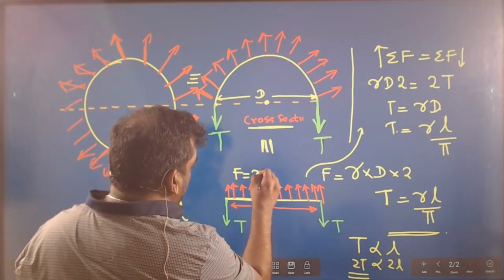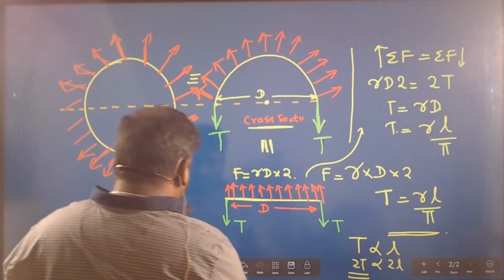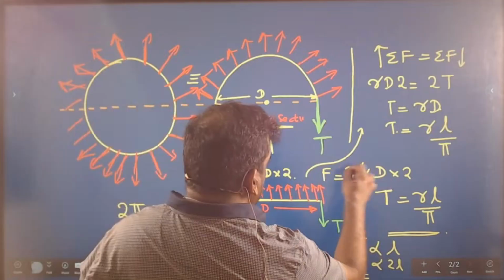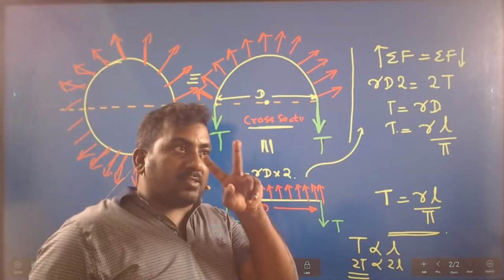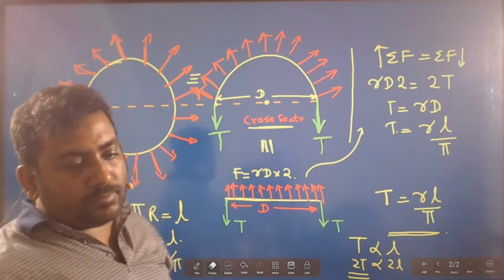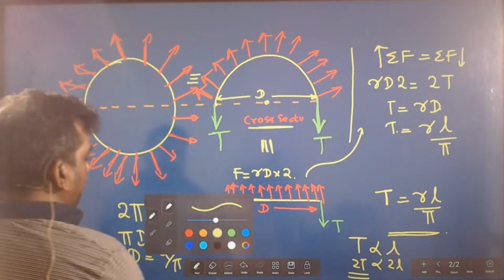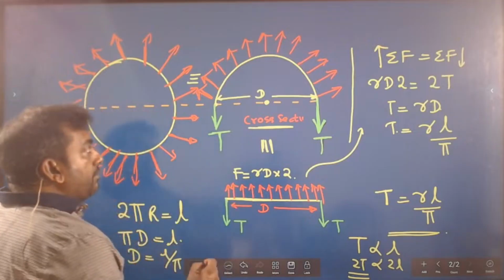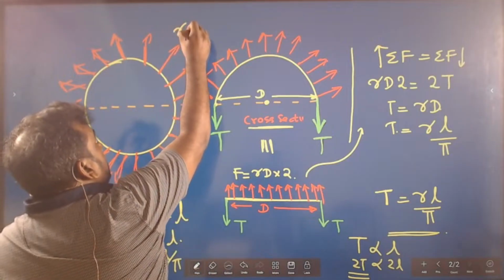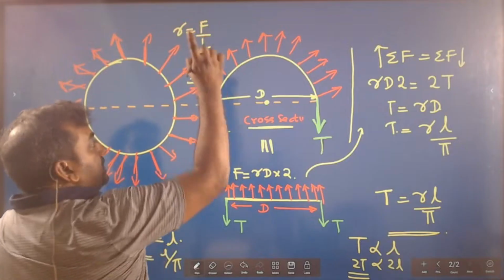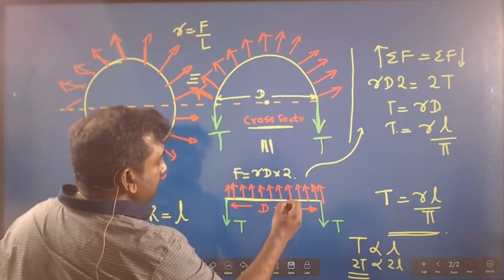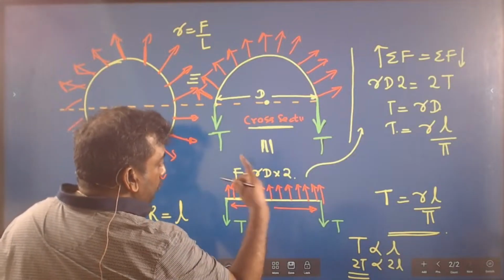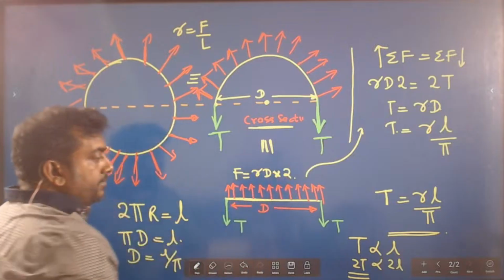So F is equal to gamma D times 2, the surface tension along the diameter. Since soap has two surfaces, we multiply by 2. I hope you remember the definition of surface tension. Surface tension is force per length. So multiply this by the length, which is the diameter, and that will give you force. Two surfaces there means you multiply this by 2.